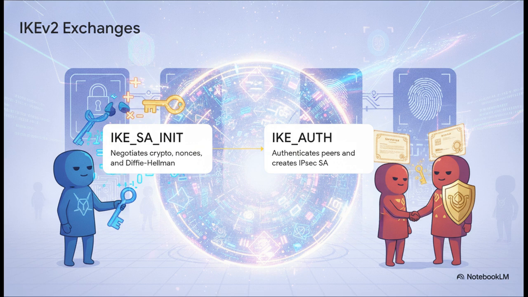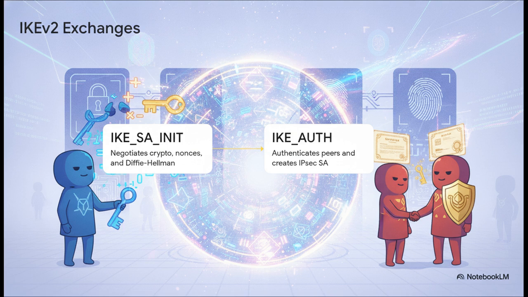The first 2 messages make up what's called the IKE_SA_INIT exchange. This establishes the secure channel right out of the gate by negotiating cryptographic algorithms and executing that Diffie-Hellman exchange. Everything after this very first exchange is totally encrypted.